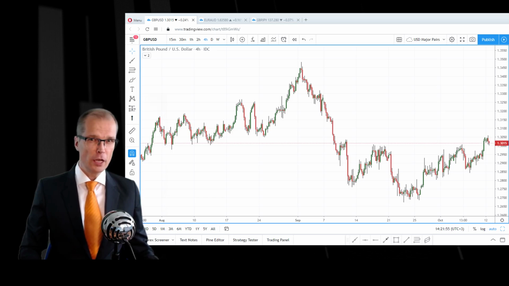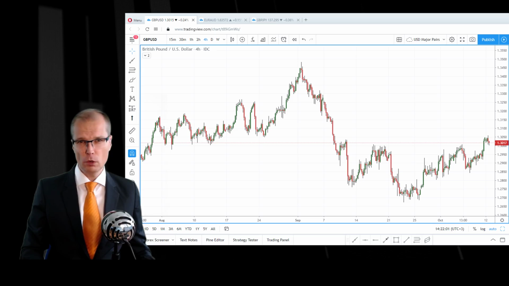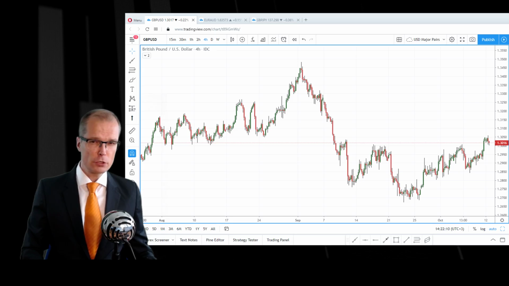Okay, so let's look at pound USD in the 4-hour time frame first. And if you don't know what head and shoulders is as a formation, I'm going to explain it to you here. So first of all, we are talking about an inverse head and shoulders, but let me show you how it would look if it was just a normal head and shoulders.